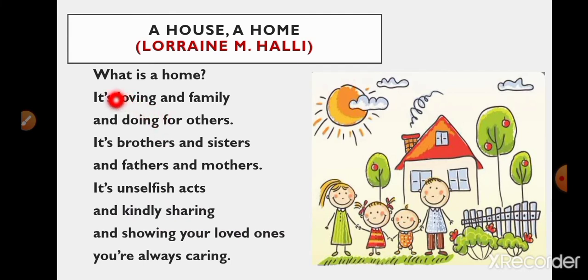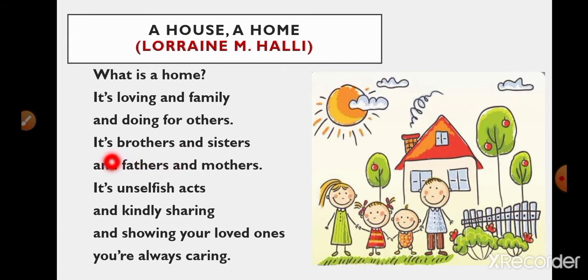Now again, the first line in the second stanza is also a question. And in this, the poet has asked what a home is. And again, in the rest of the lines, she has herself answered the question. So according to her, a home is a loving family. A family that consists of family members that do for each other. Do for each other means they help each other, they do kind acts for each other without any selfish motive.